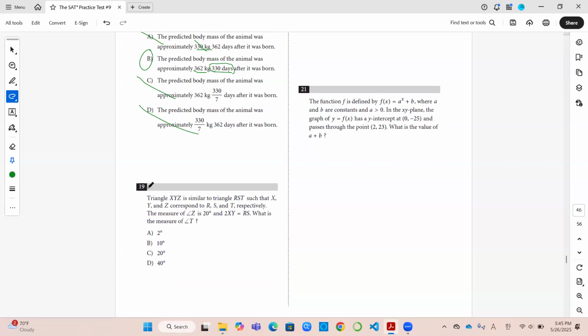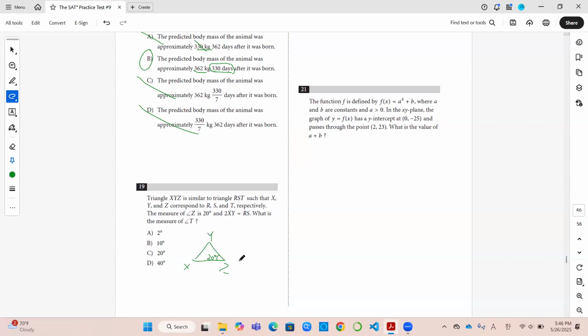Okay, question 19. Triangle XYZ is similar to a triangle RST such that X, Y, and Z correspond to R, S, and T respectively. The measure of angle Z is 20 degrees and 2XY is RS. What is the measure of angle T? Okay, another geometry problem here. We'll go ahead and draw this triangle. X, Y, and Z, 20 degrees.